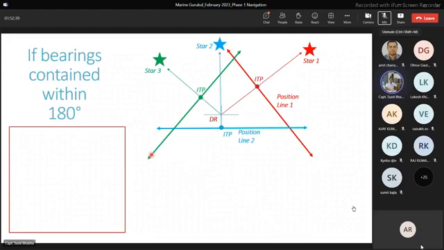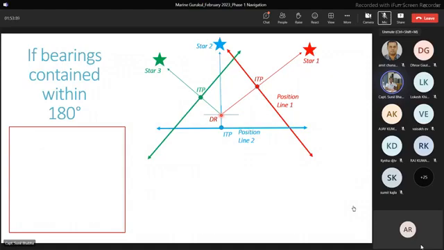Now you can easily see in this diagram that the bearing is contained within 180 degrees. The bearing stretch of the three stars is contained within 180 degrees. How can we check that? Very easy to do. The method was to draw a line from the DR position in such a way that all the three celestial bodies fall on one side of that line.